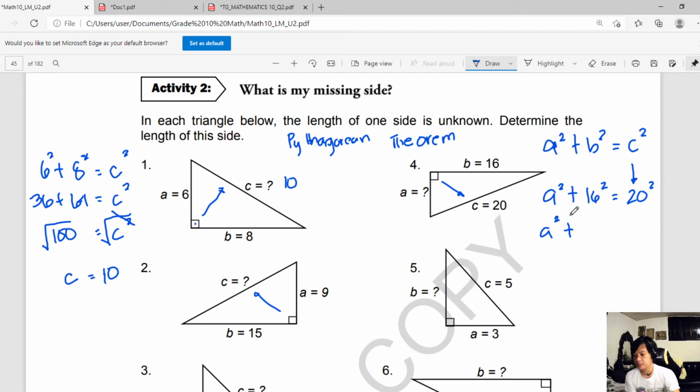Just copy A squared plus, so what is 16 squared? You can use your calculator. Let's use our calculator. 16 squared is equal to 256. 256 is equal to, what is 20 squared? 20 squared is equal to 400.